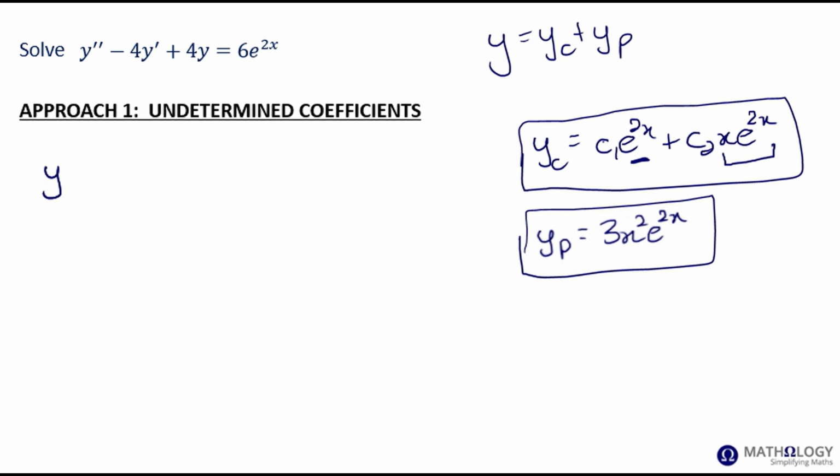The general solution of this differential equation is therefore the sum of the complementary and the particular solution. So y equals c1 e to the 2x plus c2x e to the 2x plus 3x squared e to the 2x.